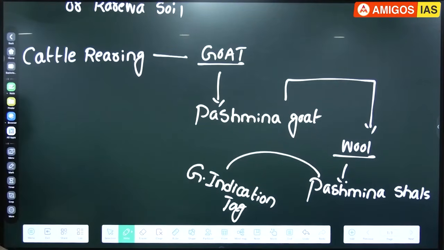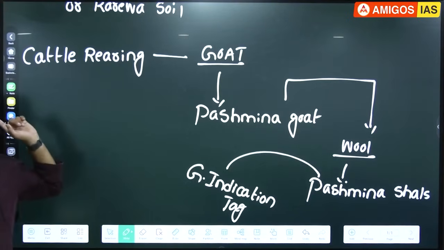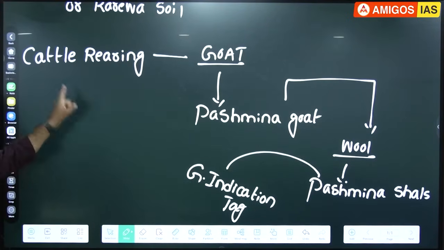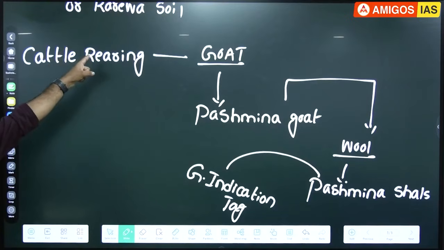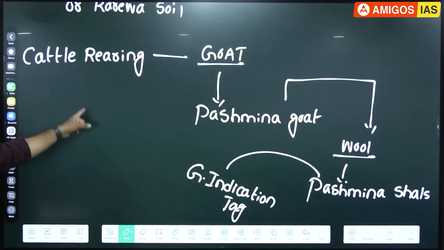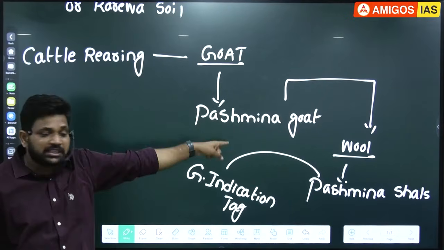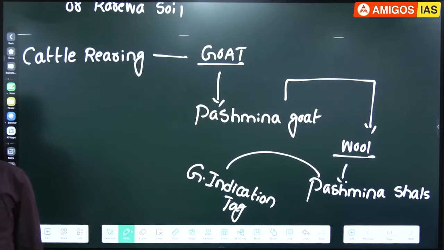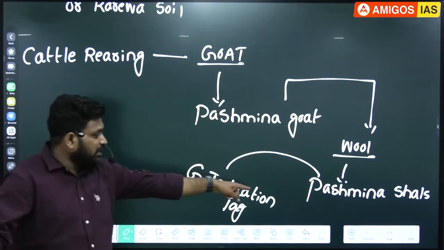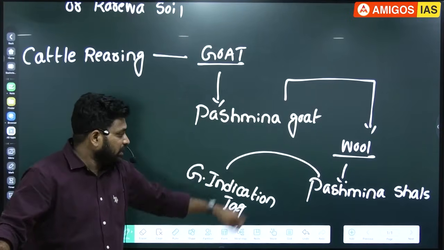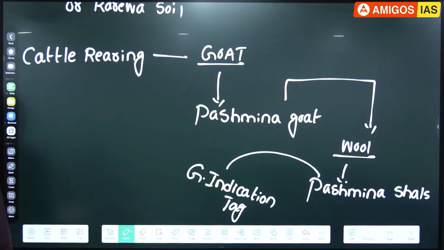Okay, see here, the first one is called, what is the word? Transhumance. The second one, what do we call that one? The production of saffron. The next one is cattle rearing. Especially there is a special goat. What is the name of the goat? Pashmina goat. From the wool of the Pashmina goat, these people are extracting Pashmina shawl.